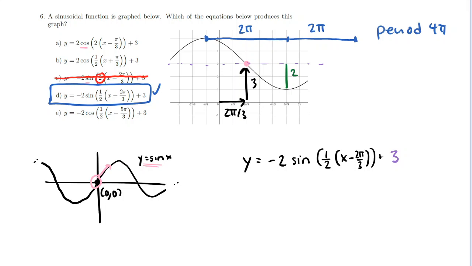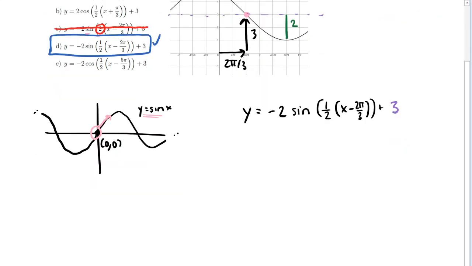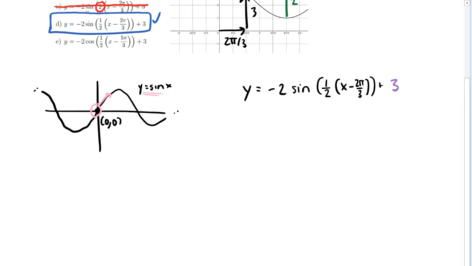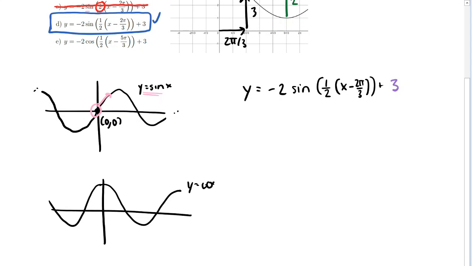So what else? 2 times cosine of 1/2. The rest of the functions involve cosine. So if we had a cosine function, it might look something like this. Y is equal to cosine of x.